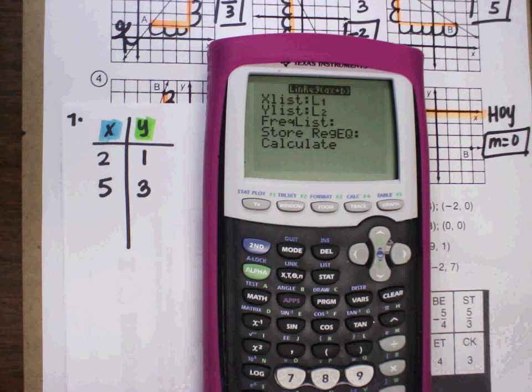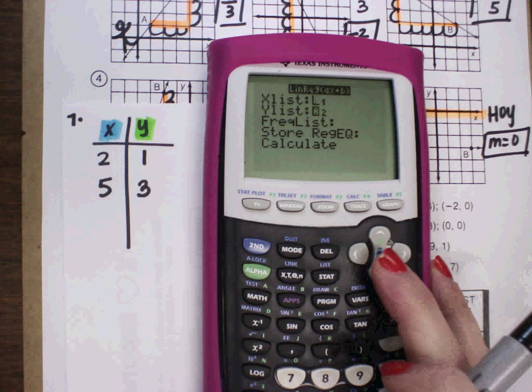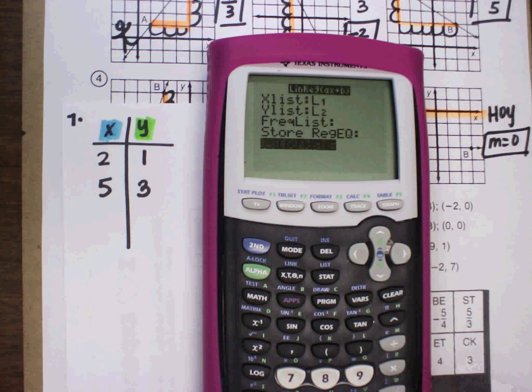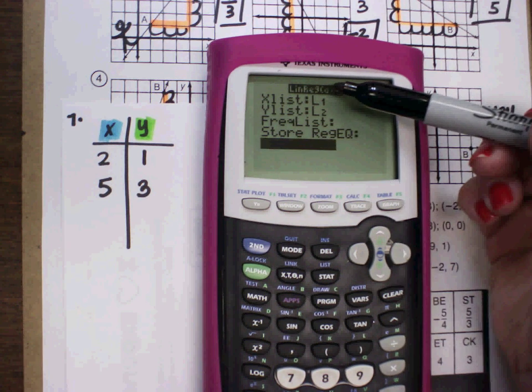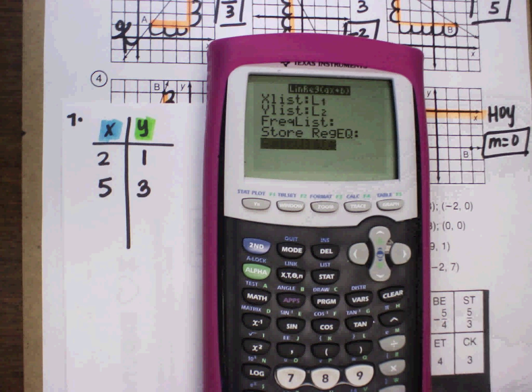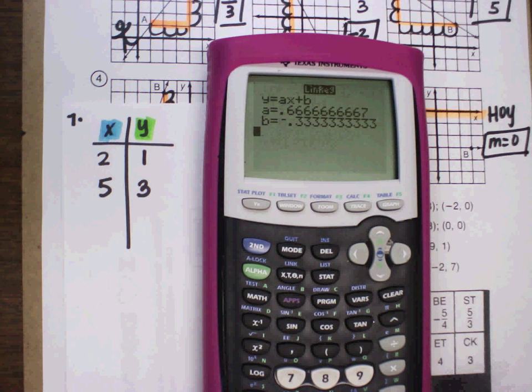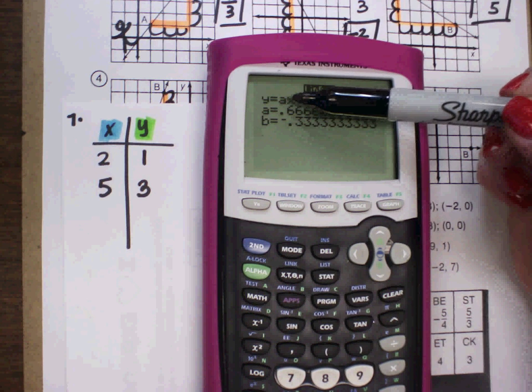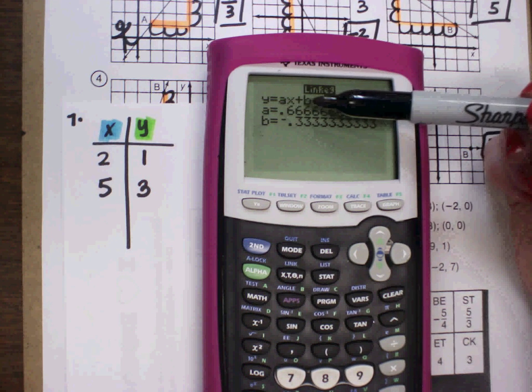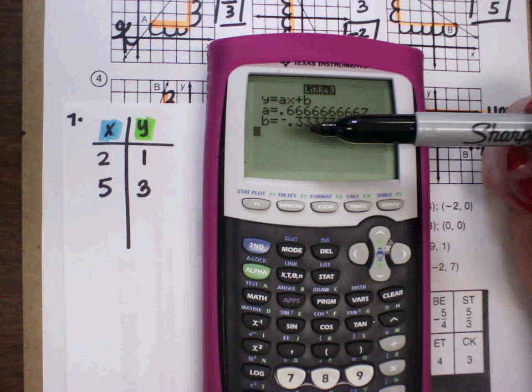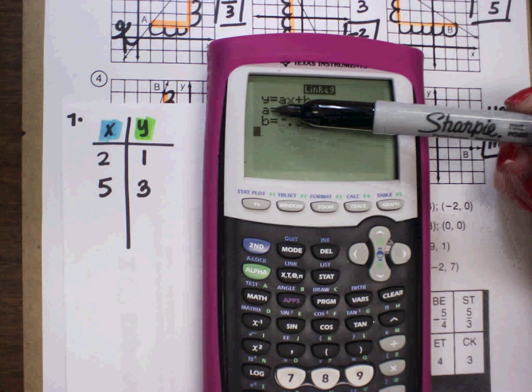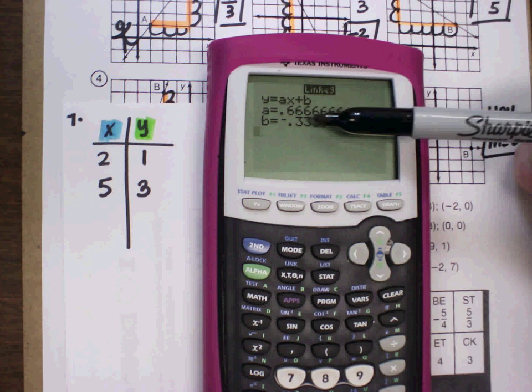All right. So the number that is with the x, it's always your slope. Okay? So my slope is a, which is 0.6666666, right? But I don't want that as a decimal. So what I'm going to do is I'm going to tell the calculator to change that from a decimal to a fraction.